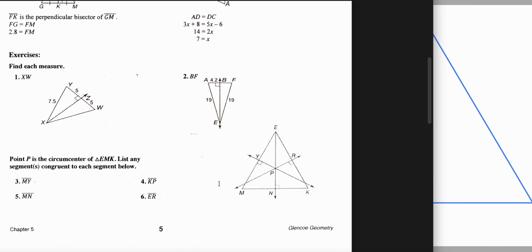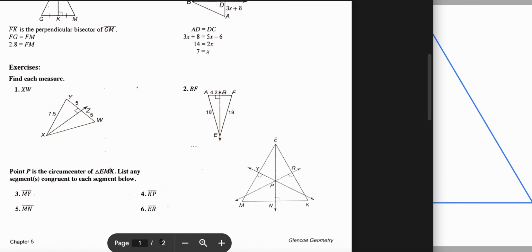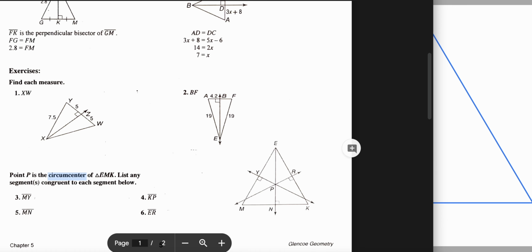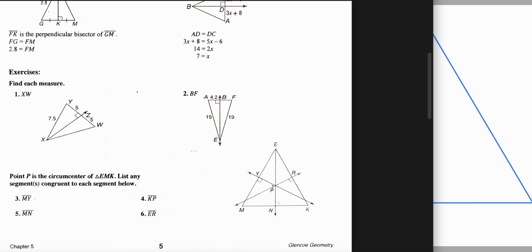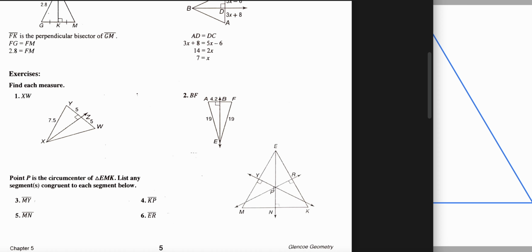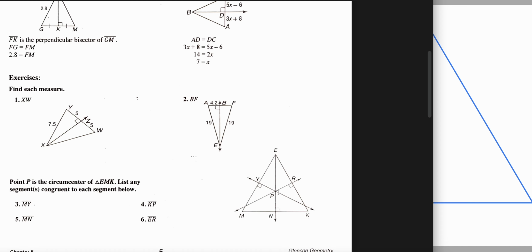Okay. So next we have the circumcenter problems, and we need to know what a circumcenter is, right? Well, in this figure here, the circumcenter is this point P. And so what is a circumcenter? It is a point in a triangle that's created by the intersection of perpendicular bisectors. So a perpendicular bisector of EM, a perpendicular bisector of EK, and a perpendicular bisector of MK. So all three sides of the triangle. And where they meet, or where they intersect, is what we call the circumcenter.